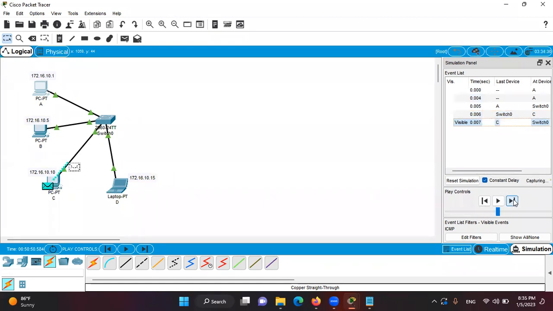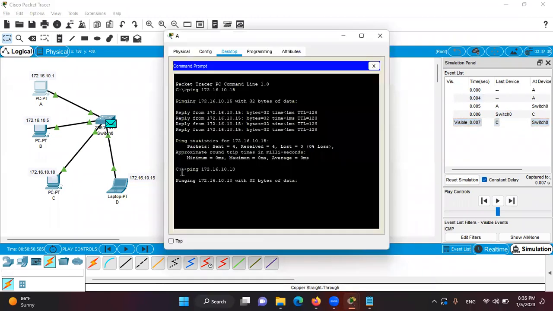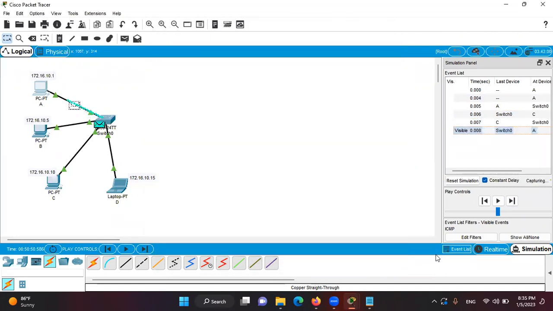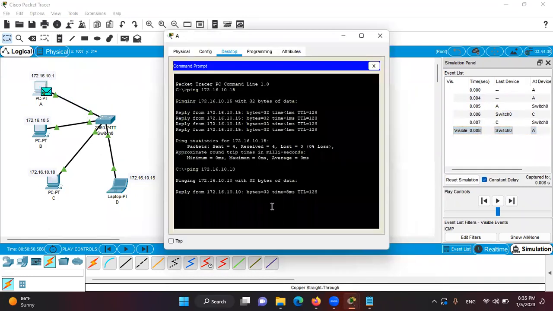Then next, again the reply. Now the reply is going back. Still we have not received any reply, right? The command line still shows no reply. Next, now we can see the reply has been received by the computer.